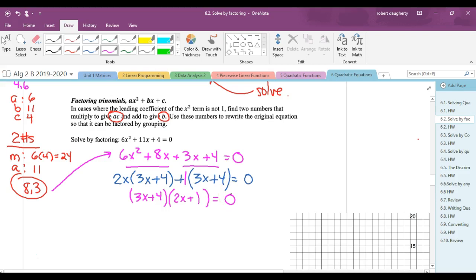Two things are multiplied to give me 0. I have to set each of these equal to 0. So if 3x plus 4 is equal to 0, then 3x equals negative 4, x is equal to what? Negative 4/3. If 2x plus 1 is equal to 0, then 2x equals negative 1, x equals negative 1/2.